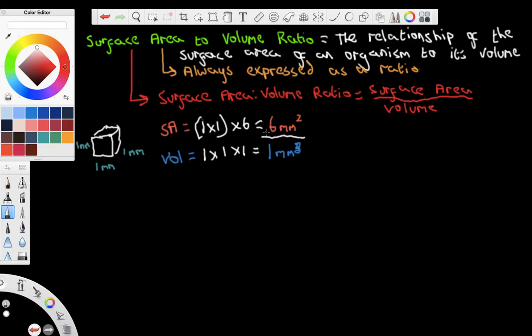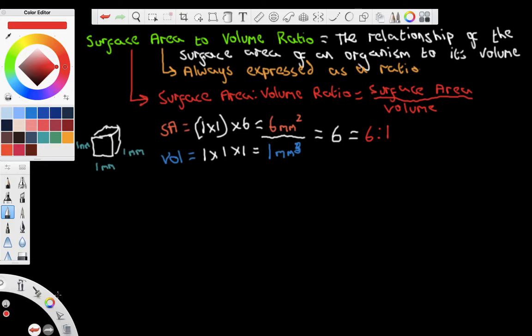To work out our surface area to volume ratio, we now need to do the surface area, which is 6 millimetres squared, divided by the volume, which is 1 millimetre cubed. What that will give us is an answer of 6 divided by 1. It will give us an answer of 6. What that tells us is that for every 1 volume, we have 6 surface areas. Therefore, you would express that as 6 to 1. So this cube has a surface area to volume ratio of 6 to 1.